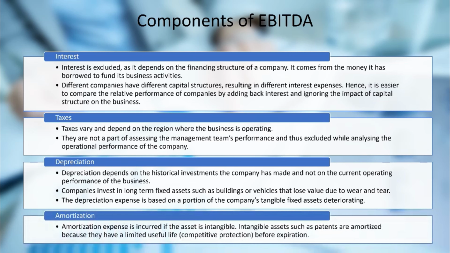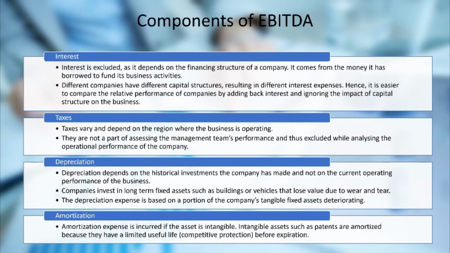Lastly, there is amortization, which may or may not be there depending on the business. Amortization expenses are incurred if the assets are intangible. Intangible assets, such as patents, are amortized because they have a limited useful life. And that is why they are excluded while calculating the operating profits of a company.